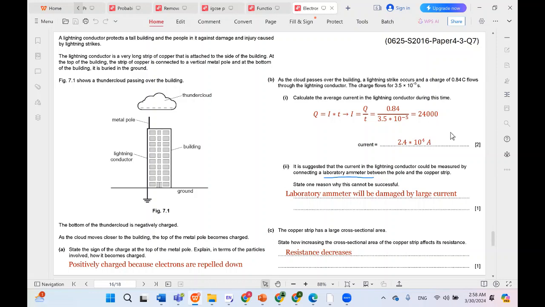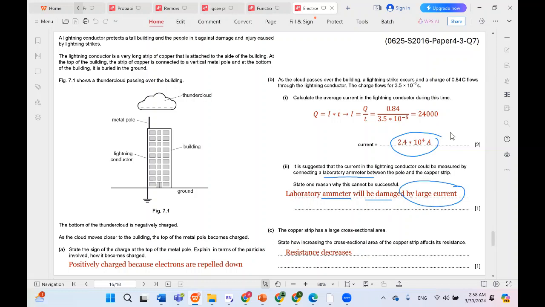So definitely a laboratory ammeter cannot handle the large amount of current that comes from a thundercloud, because a thundercloud will create a huge current. And we already calculated the value of this current. It's 24,000 amperes. However, in circuits, we usually have 5 amperes, 7 amperes, not 24,000 amperes. So therefore, the ammeter would be damaged by such a large current.